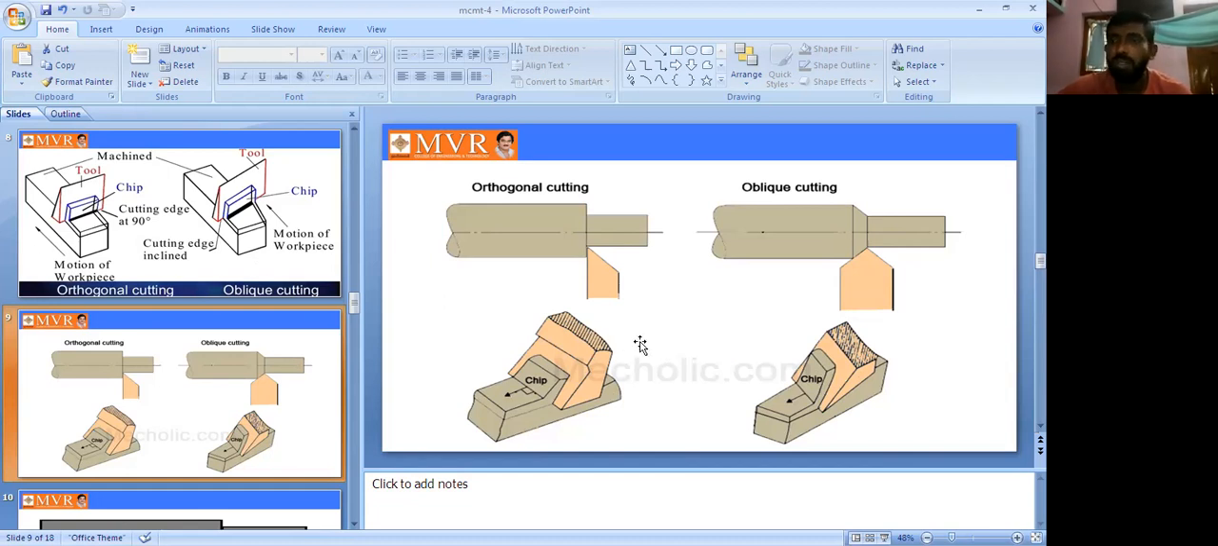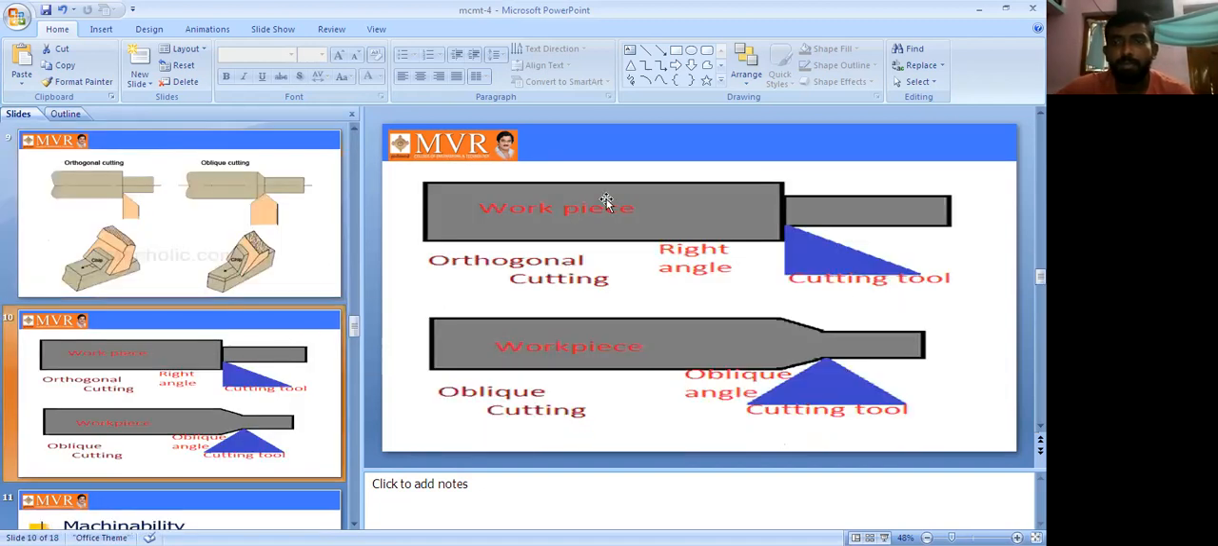So it is a very, very important essay question. It is an essay question, or sometimes they can ask you a 7.5-mark, 8-mark or 7-mark question. Orthogonal cutting and oblique cutting use single point and multi-point cutting tools. Next, we can see another diagram. These both are workpieces. Orthogonal cutting, oblique cutting, right angle, oblique angle. The cutting tool is like this, 90 degrees. But here it has some inclination. The cutting tool you can see like this. So this is an example for orthogonal cutting and oblique cutting.